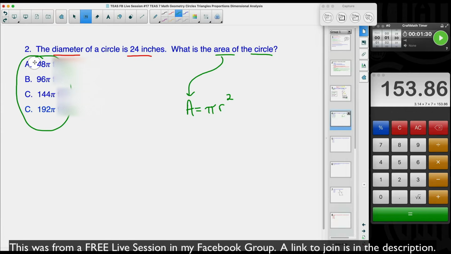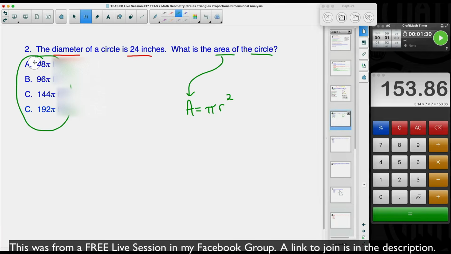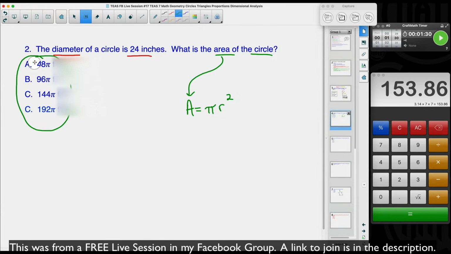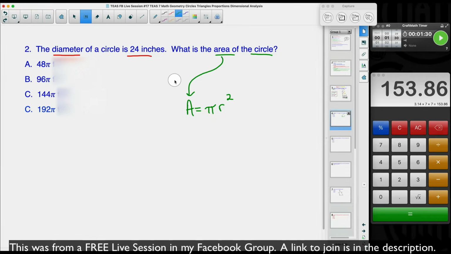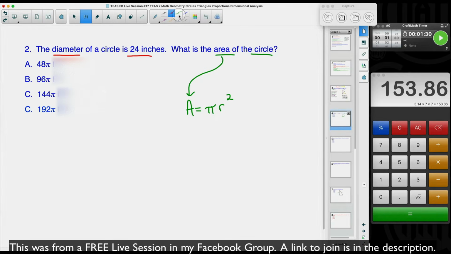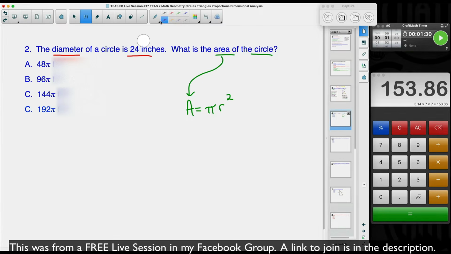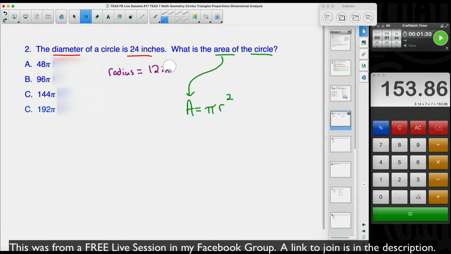So this is not going to be a fill in the blank. If you have to use pi, you can't type in a pi on the TEAS test. This is going to be a multiple choice question if you left pi in the answer. And that's exactly what we're going to do. Literally, I'm not going to mess with pi. I'm going to let it hang out right there. So since we know our diameter is 24, that means our radius is half of that. So the radius is 12 inches.